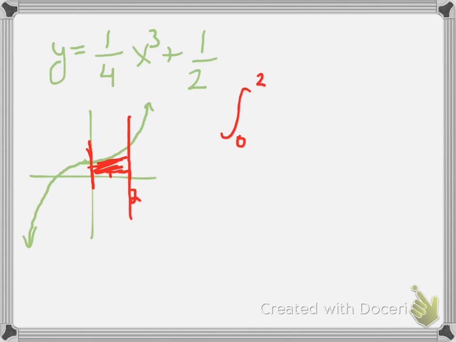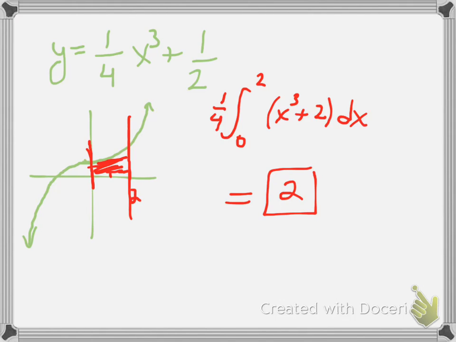So we're looking at the integral from 0 to 2. I'm actually going to pull out the 1/4 here. Treat that like a constant, right? Make that a little bit easier on myself. And when all is said and done here, you should get a final area of 2.